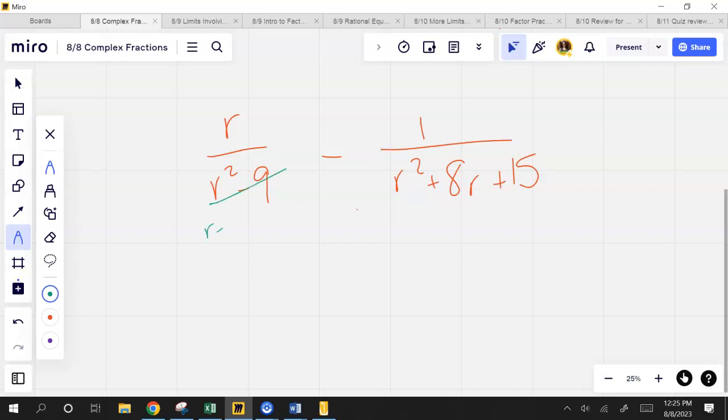Maybe not. All right, this is the difference of two squares. I'm going to go ahead and factor everything before I start. This one factors, you can shortcut it, r plus 3, r plus 5. So what's my LCD there, Charlie?